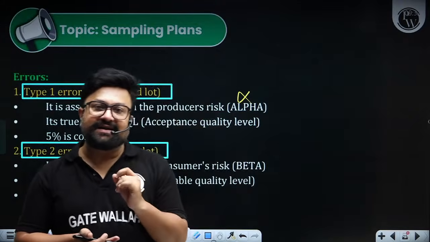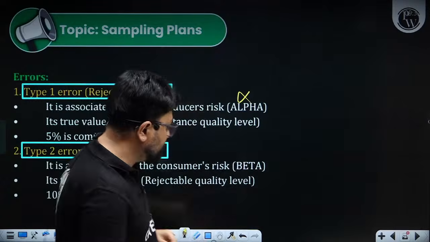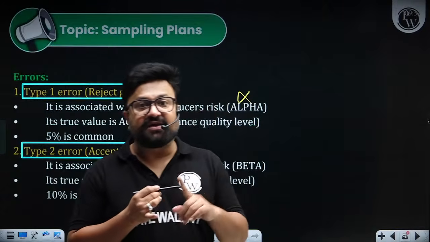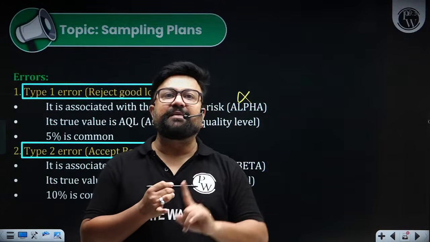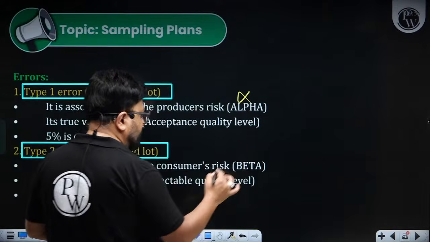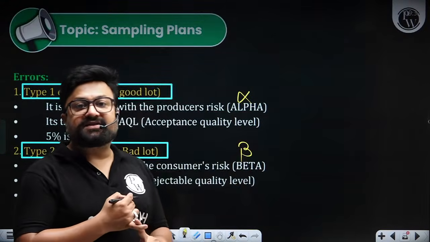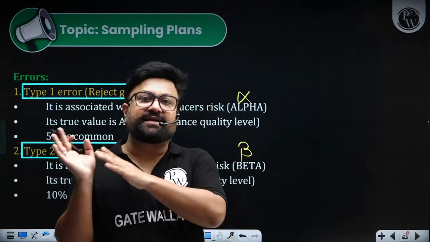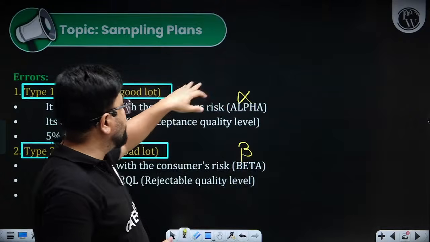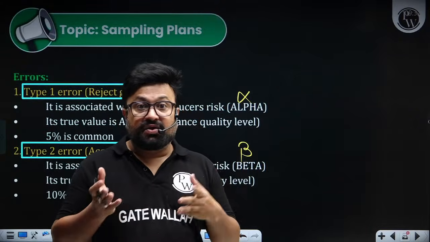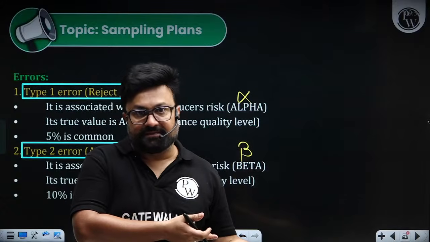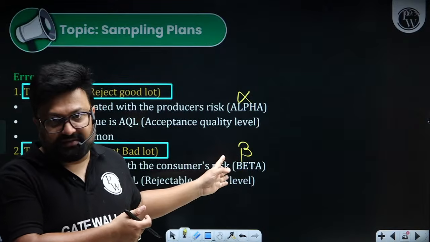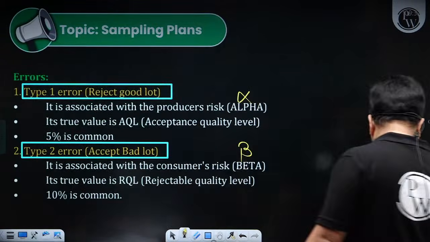Now type 2 error is accepting the bad lot. If the bad lot is accepted, then it is the consumer risk, which is denoted by beta. Its true value is RQL, that is rejected quality level. Here you are accepting the rejected quality level, and in the previous case you are rejecting the accepted quality level. Here for type 2 error the common value is 10%. Let me show you the curve.